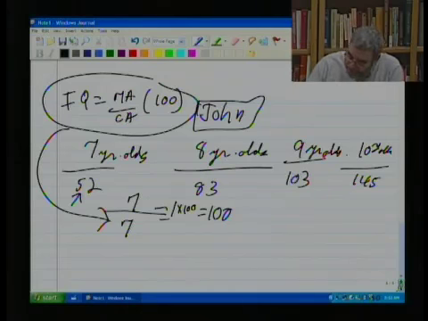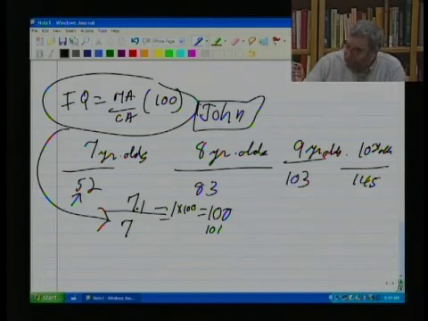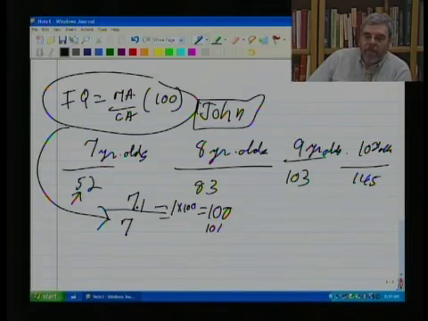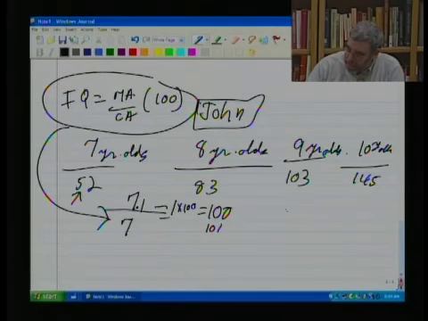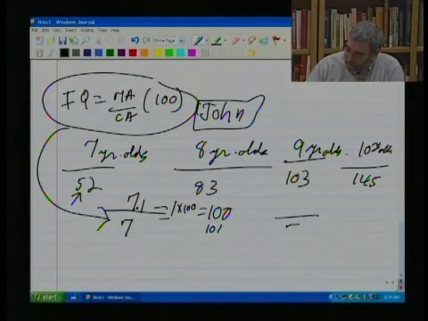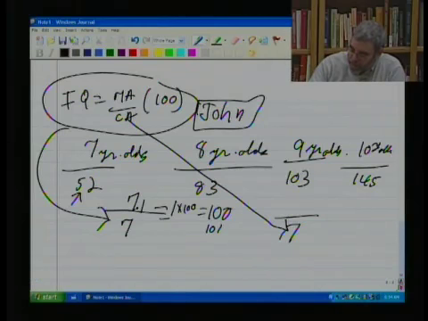It's 100. So 100 is the average IQ. Now let's say he got 53 right. His mental age would be 7.1, and his IQ would come out 101 or something like that. It doesn't have to be exact. If he got 103 right, his chronological age is 7. What would his mental age be?